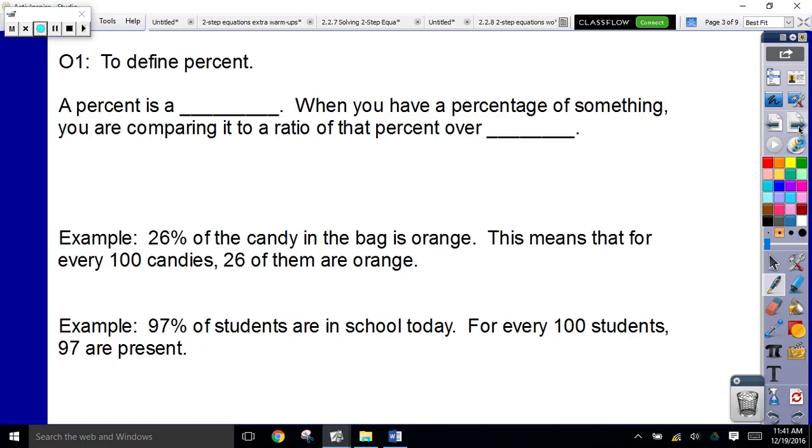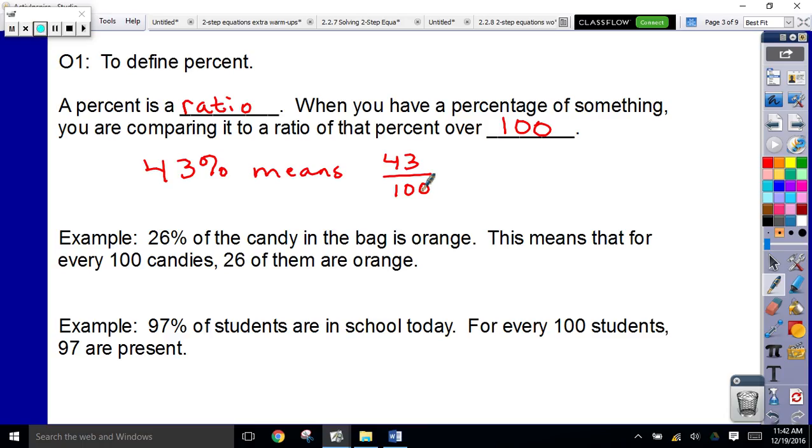Okay, so our first objective is to define percent. A percent is a ratio. When you have a percentage of something, you are comparing it to a ratio of that percent over 100. So if we have 43% of something, that means that we have 43 out of every 100.